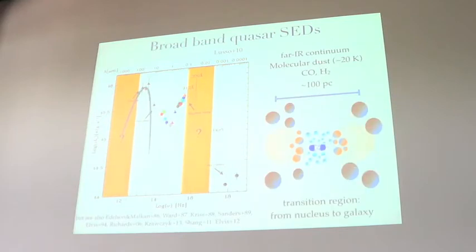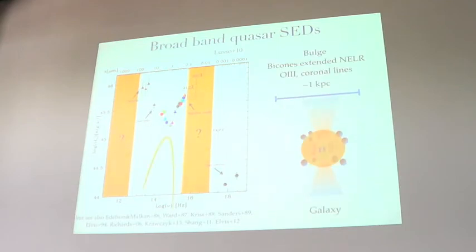Now we have far infrared continuum, as you can see here from the Herschel data. This is emission from molecular dust at a temperature of about 20 Kelvin, CO lines, H2 regions, star-forming regions. And this is the transition region between the AGN and the galaxy. We really don't know what the fraction of AGN is at this wavelength. And finally, the bulge, and of course the bicone extended narrow emission line regions.